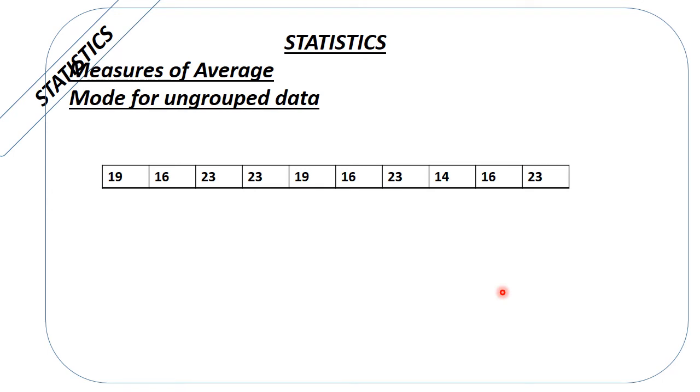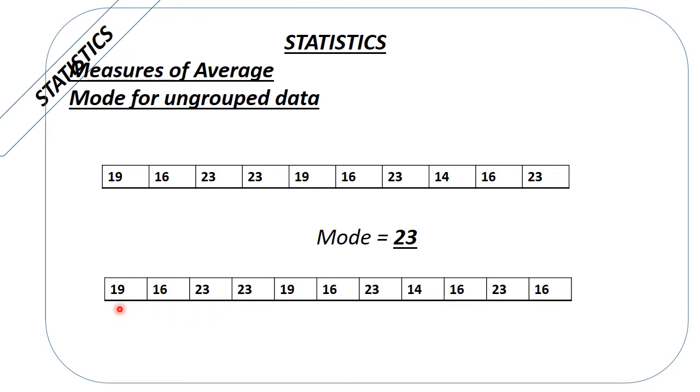So let's say we've got this data. When they ask you to find the mode, you look for a number that appears more. If we check, 19 appears 1, 2, just twice. 16 appears 1, 2, 3. So 16 appears more than 19. What about 23? 23, 1, 2, 3, 4. 23 appears more than 16. So we go to, I think the other number is 14. It only appears once. So therefore our mode is the number that appears the most, which is 23.